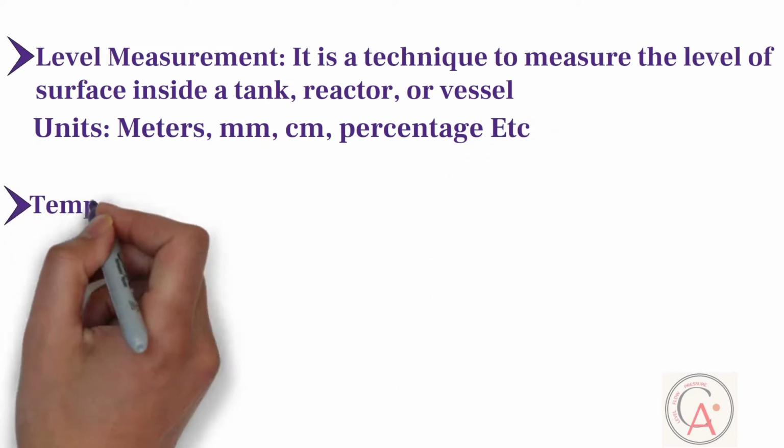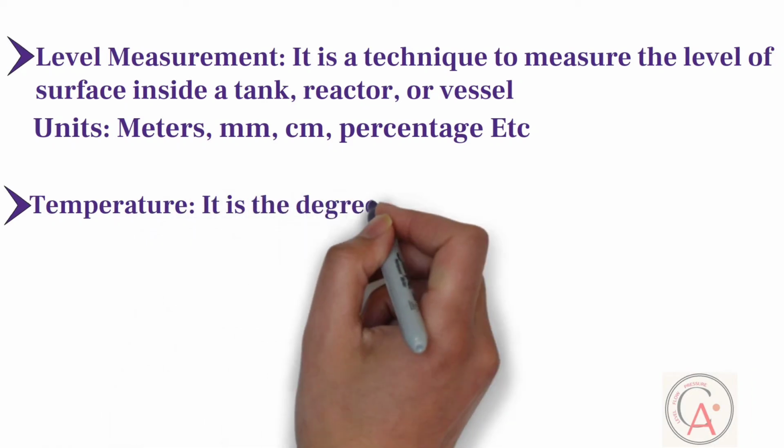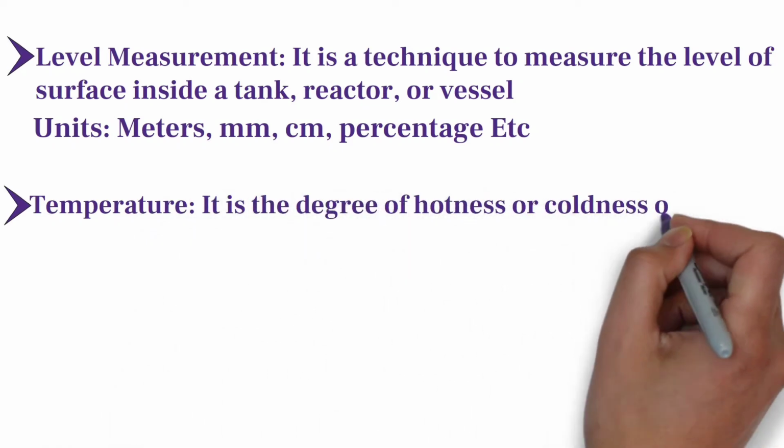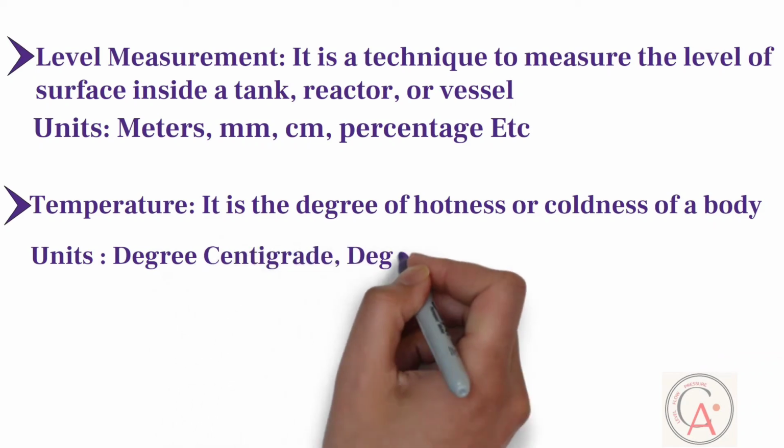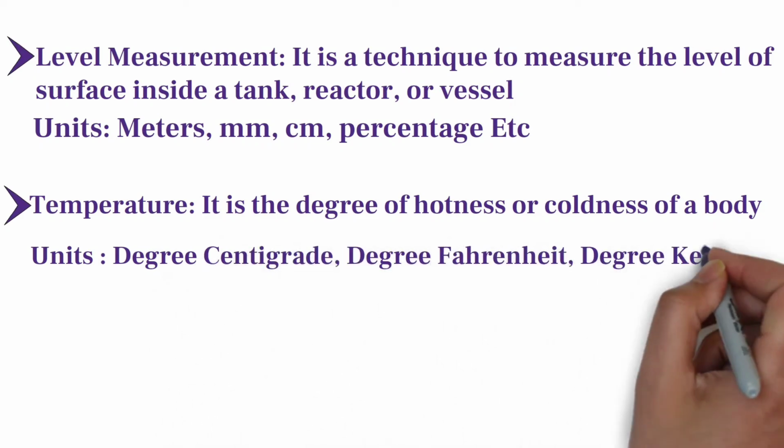Fourth type of process variable is temperature. It is the degree of hotness or coldness of a body. And it is usually measured in degree centigrade, degree Fahrenheit, degree Kelvin, and degree Rankine.